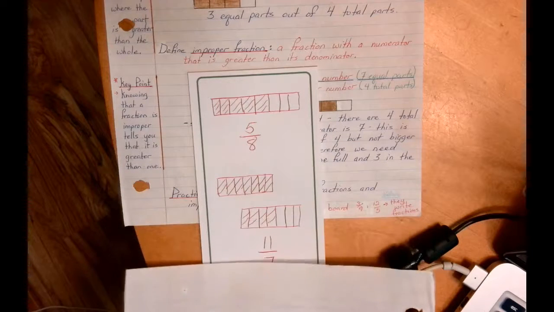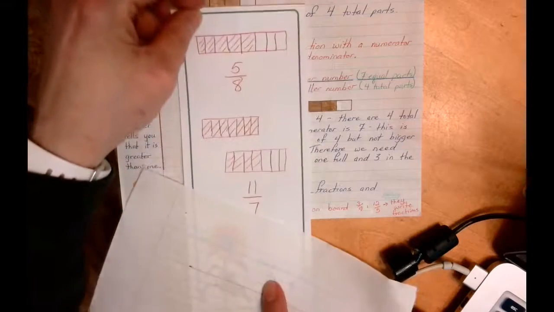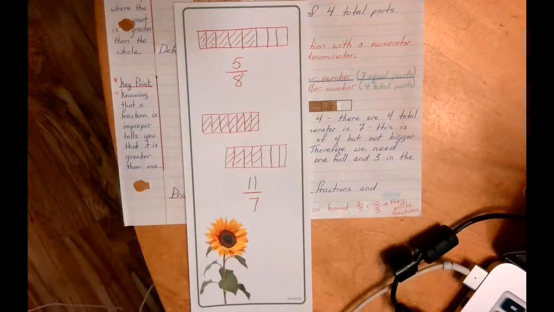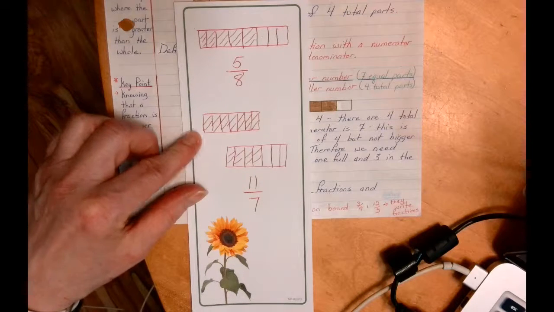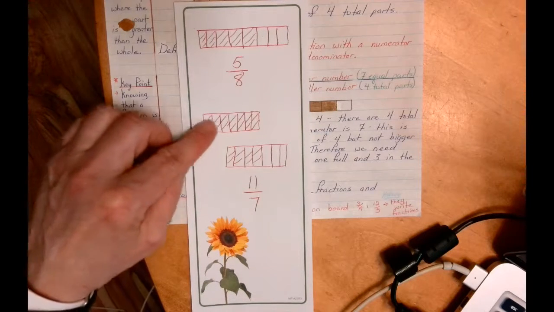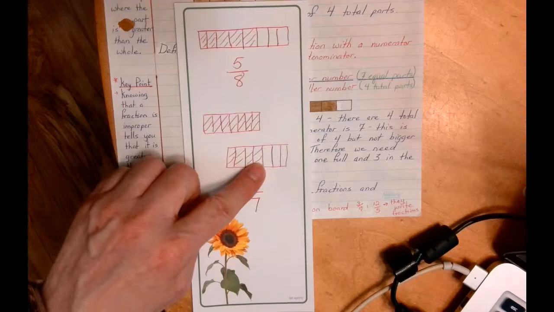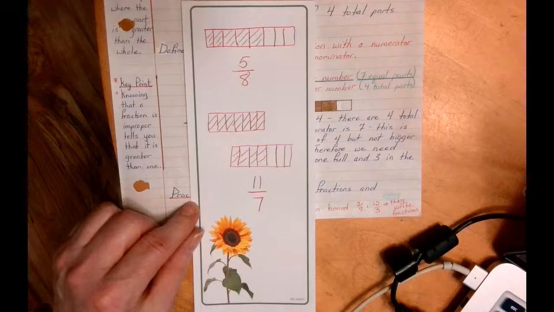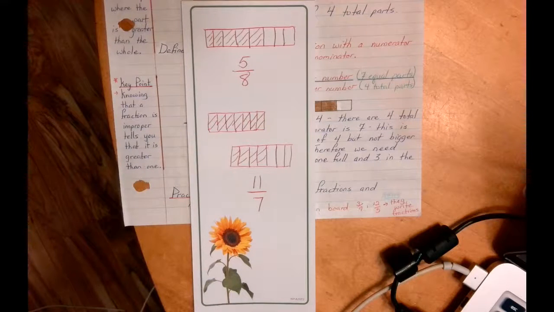And here's an example of an improper fraction, 11/7. So I have 2 groups of 7 sections each. In the first group, all 7 are shaded in. And in my second group, there are 4 shaded in to make that add up to 11/7.